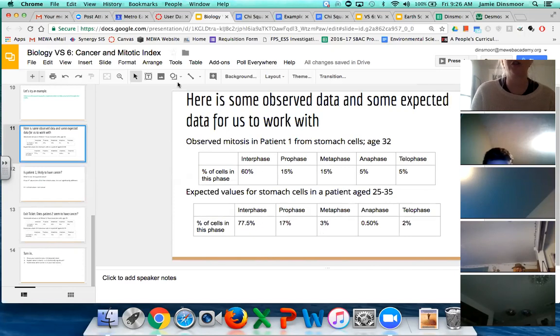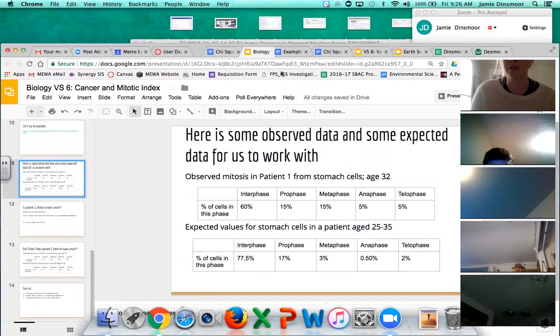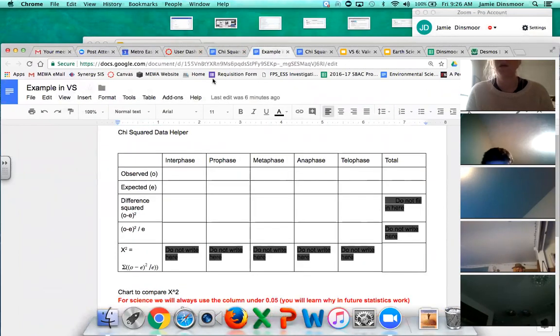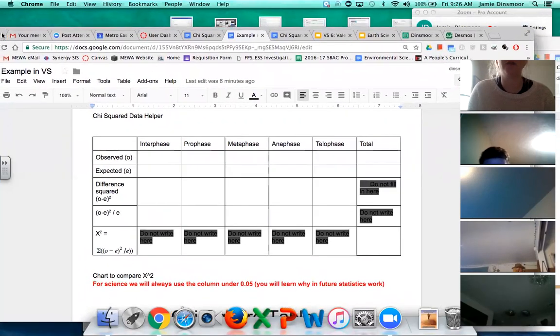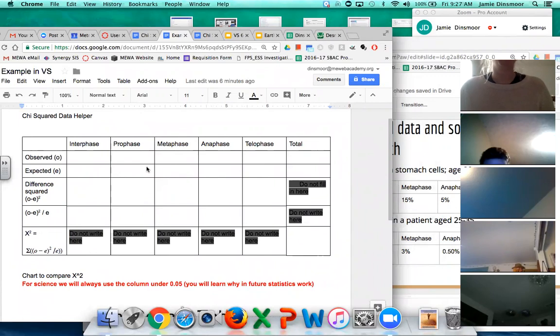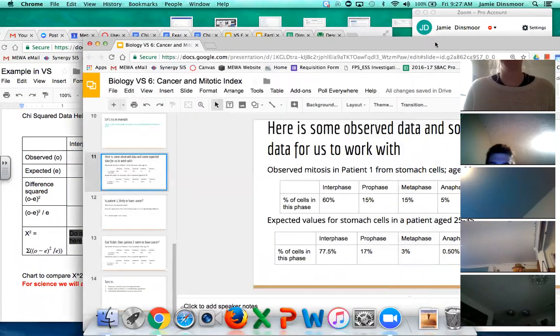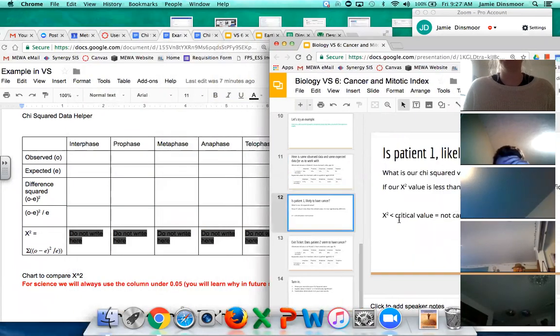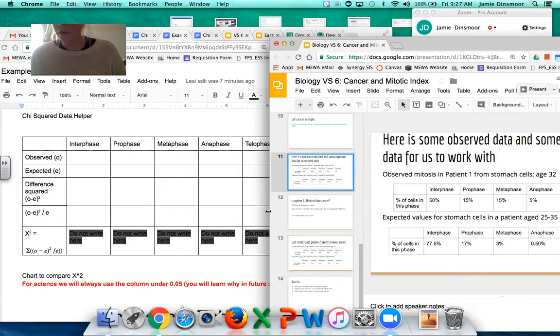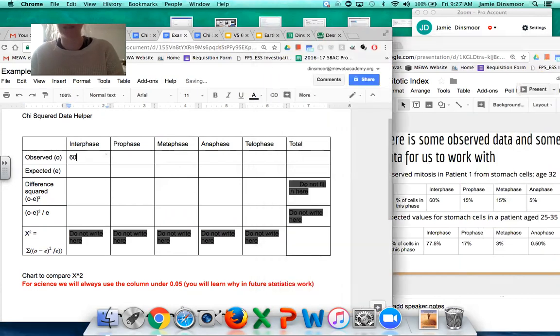So our first step is going to be actually to fill in our observed values. I'm going to try to split my screen so that we can see both of these things at the same time. Okay, so in your chart, we're going to start off by filling in our observed values. So that should be pretty easy for us all to do. Looking at the chart, finding those observed values, and filling those into our observed boxes. You don't have to write the percentage if you don't want to. And you can also fill in the expected.